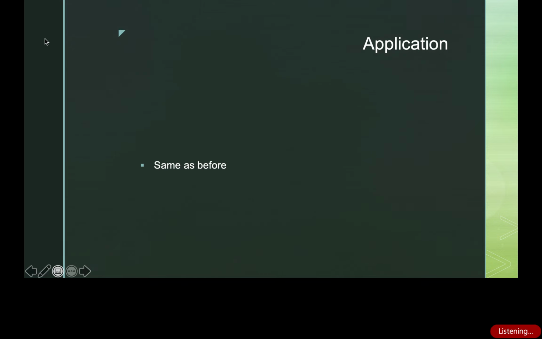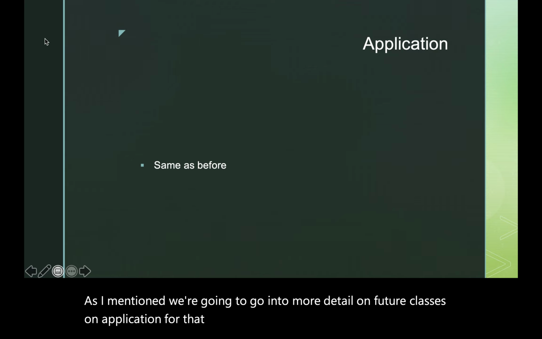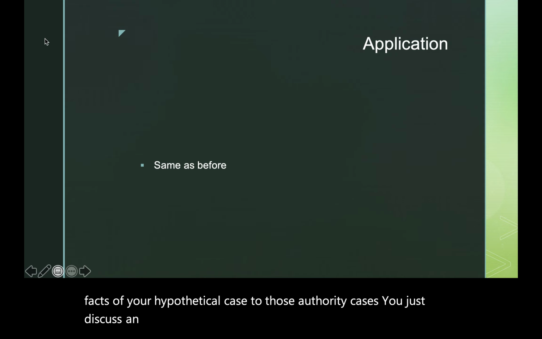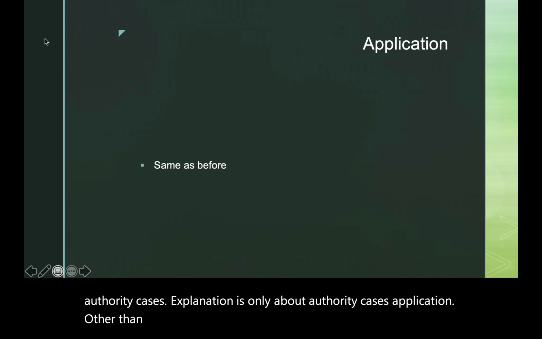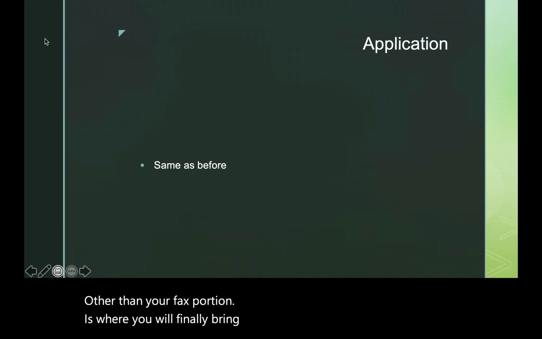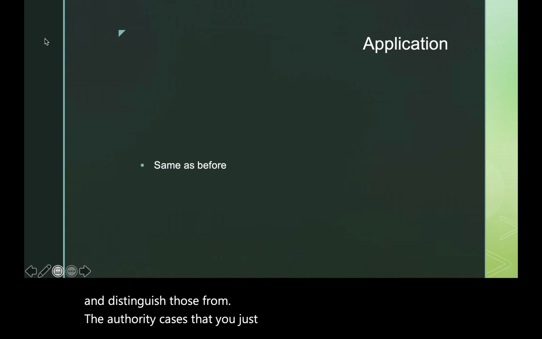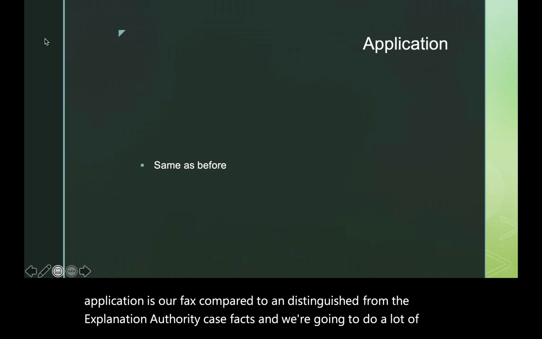Okay, so then after that, we have application. As I mentioned, we're going to go into more detail in future classes on application. For now, know that application is where you're comparing the facts of your hypothetical case to those authority cases you just discussed in explanation. So that previous section was only about authority cases. Explanation is only about authority cases. Application, other than your facts portion, is where you will finally bring up our facts, and you'll compare those and distinguish those from the authority cases that you just discussed in explanation. So application is our facts compared to and distinguished from the explanation authority case facts. And we're going to do a lot of exercises on that in upcoming classes.